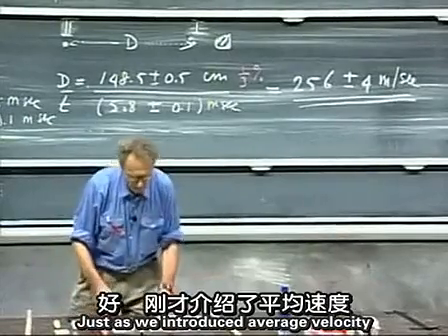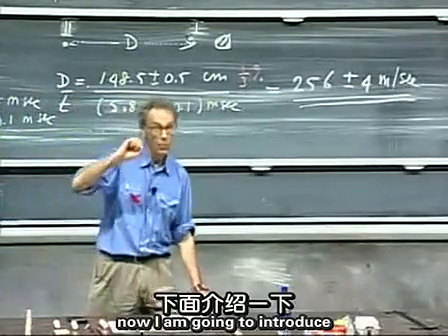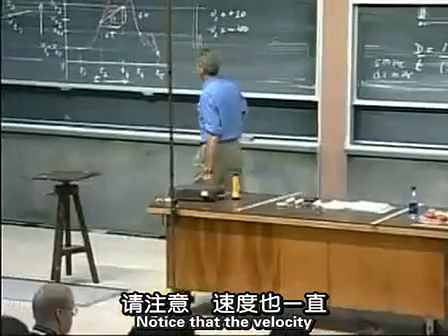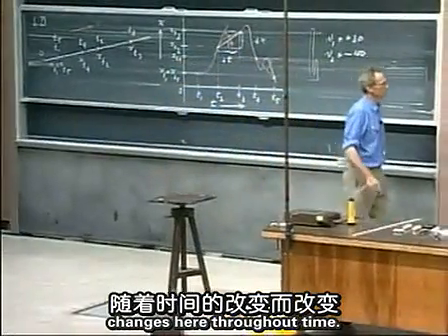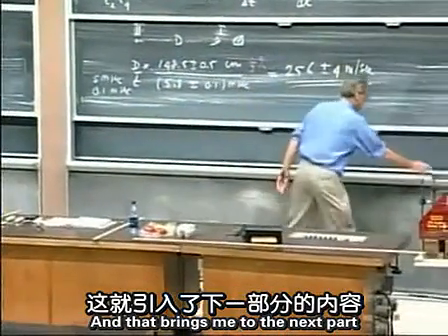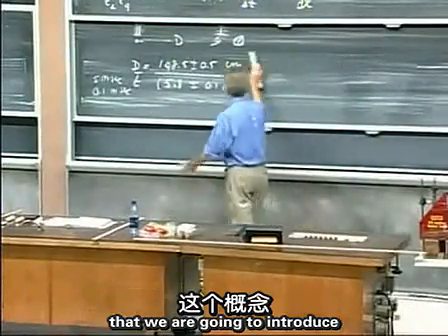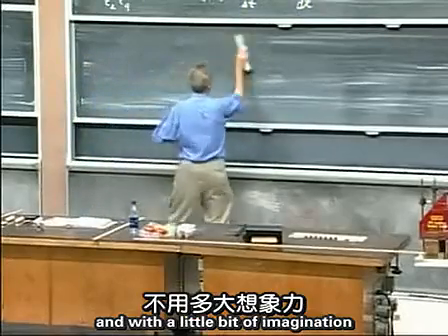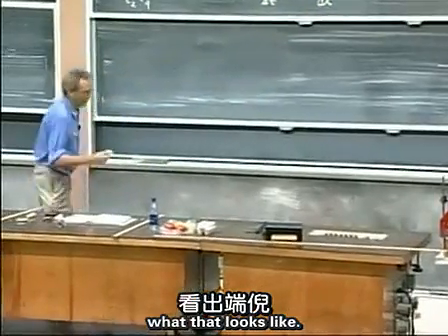Just as we introduced average velocity, now I'm going to introduce average acceleration. Notice that the velocity changes here throughout time. And that brings me to the next part. It's a logical part, namely that we're going to introduce an average acceleration. And with a little bit of imagination, you can probably guess what that looks like.